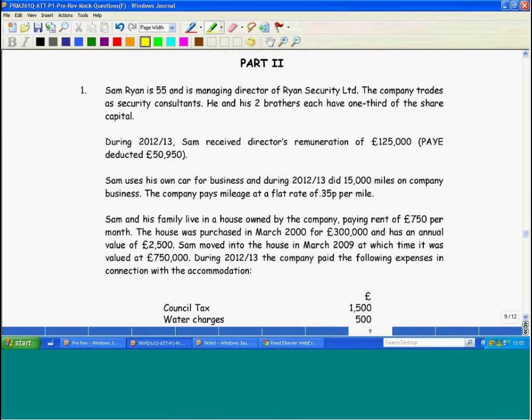So let's start at the beginning and just work through together the kind of things you should be considering as you read through the different paragraphs. Now, I do appreciate that sometimes a long question can look quite scary. Let's deal with it paragraph by paragraph. Let's treat it as perhaps short form questions that we're just going to pull together at the end. So we've got Sam Ryan is 55. Now, 55, does that mean anything to us?